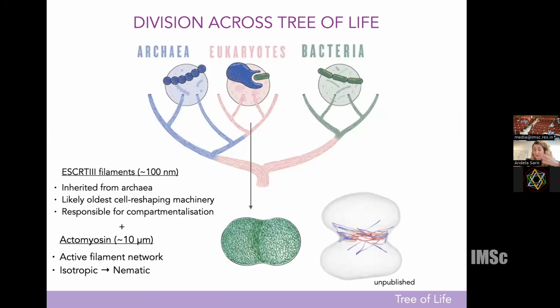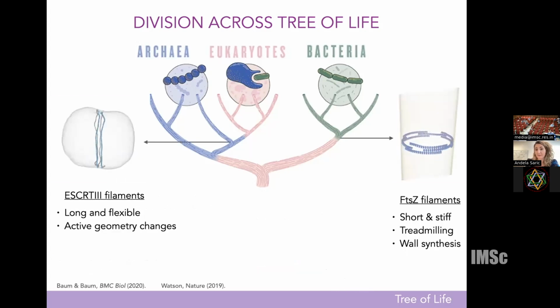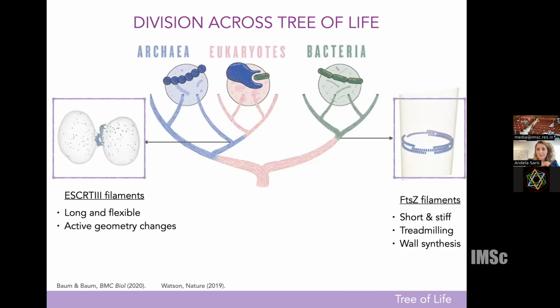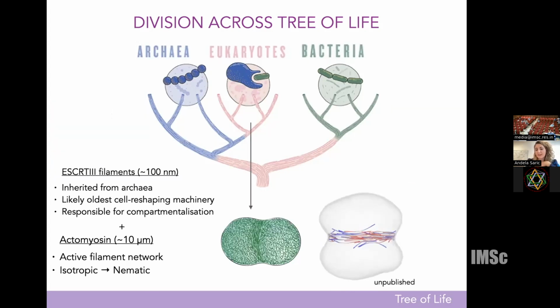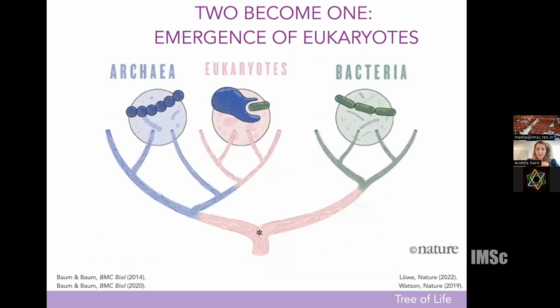It's again filaments, this time driven by motors, which is a eukaryotic addition. It still squishes the cell to about 1 micron, after which the escort filaments that we got from archaea kick in. This is kind of the overview of cell division machinery across the tree of life. Today, I'll speak about archaea and bacteria. We started a bit recently working on actomyosin, but I will not talk about it today.